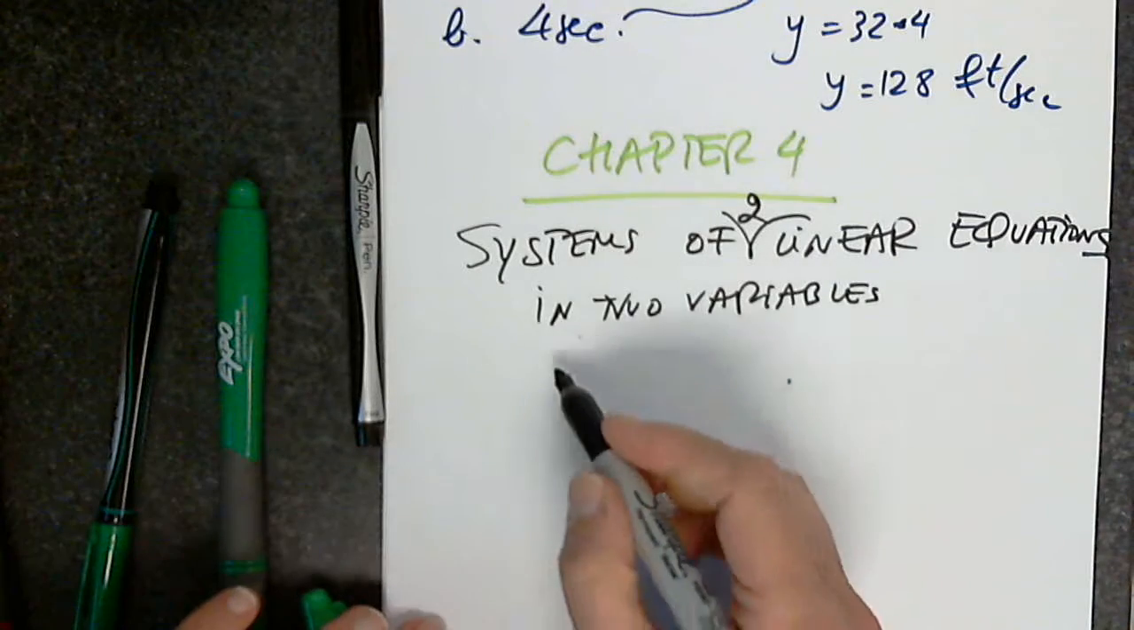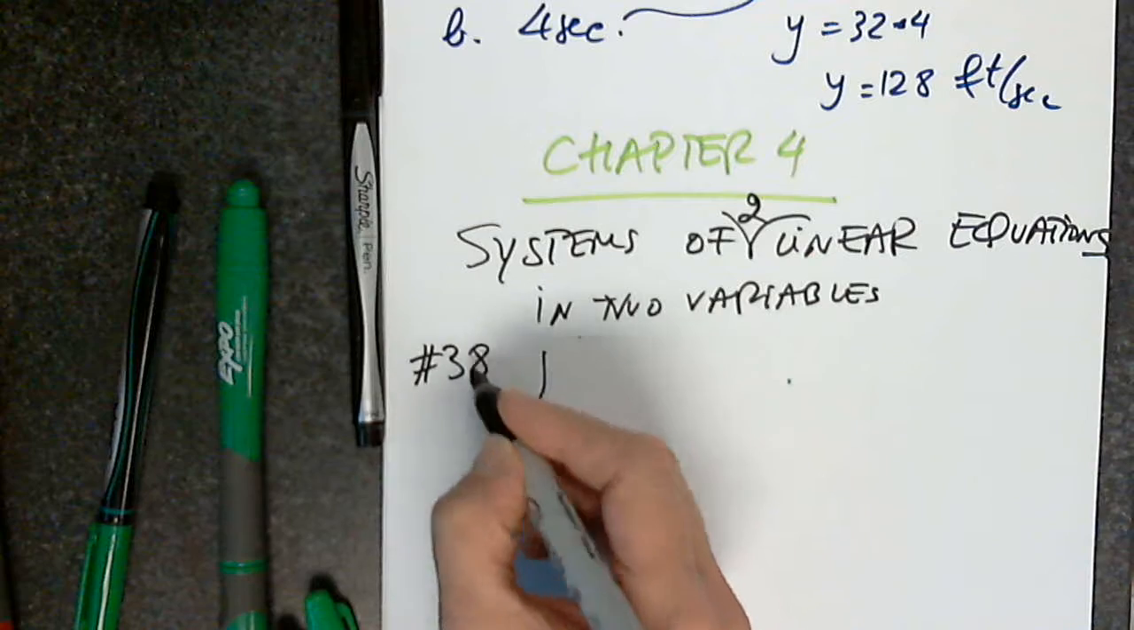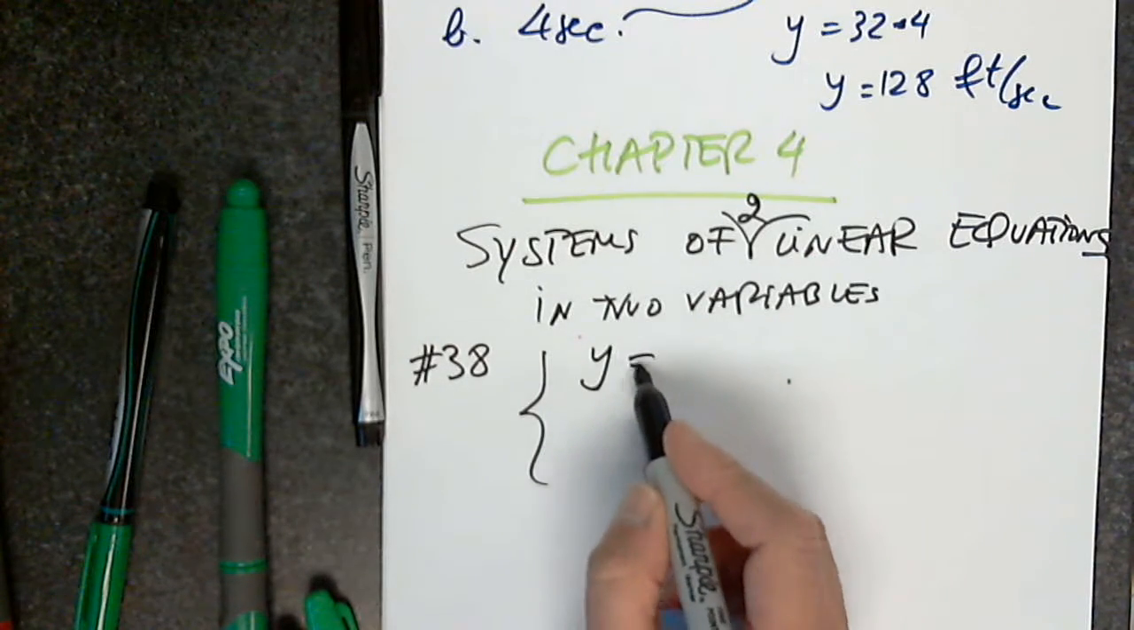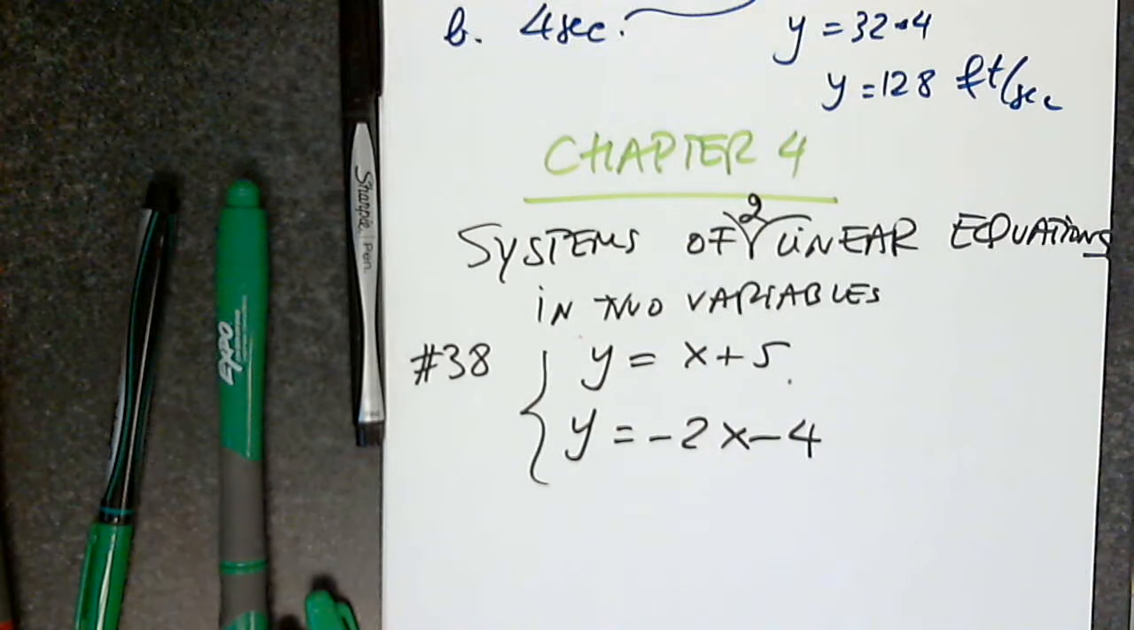So let me give you an example. And I'm going to copy a problem from your book, so this is chapter 4. Let's take a look at page 256. I'm going to choose a problem from there. Let's say problem 38. And this is y equals x plus 5 and y equals negative 2x minus 4.